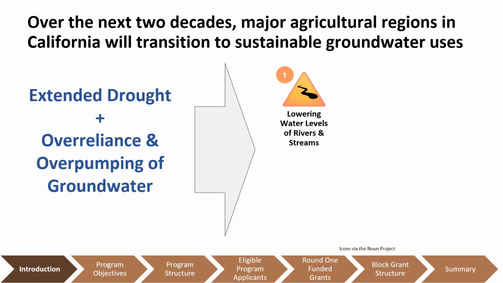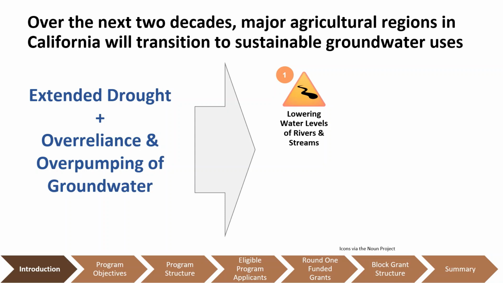The need to reduce groundwater use in agricultural regions stems from extended drought conditions and the over-reliance and over-pumping of groundwater to meet agricultural needs, especially during drought years. The goal of the Sustainable Groundwater Management Act, or SGMA, is to reduce the negative outcomes of groundwater overpumping, commonly known as the 6 sins of SGMA.